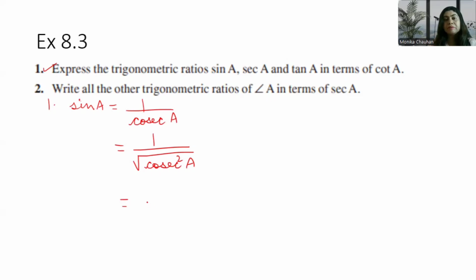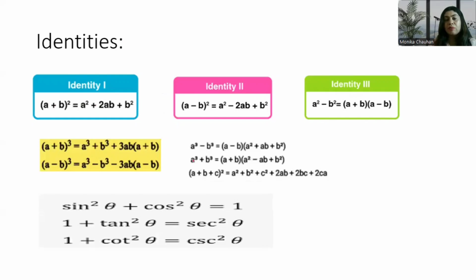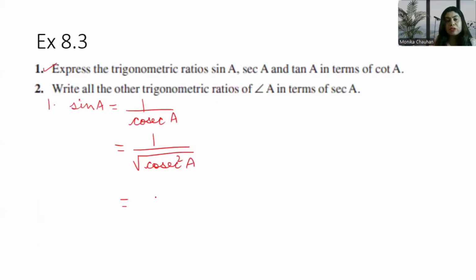Then after this, do you remember the identity? If you don't know right now, we can go back. Here, this one, cosec square, sometimes they write it like this, cosec square theta, so it is 1 plus cot square theta. So now in place of this, I can write root of 1 plus cot square theta, or 1 plus cot square A, and that's my answer. This is the way to represent it. So sine A can be represented in the form of cot A like this. This is my answer.